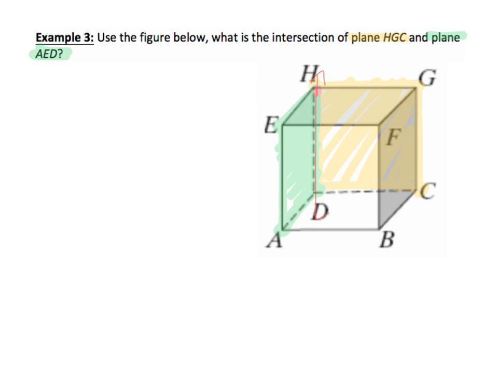So the intersection of 2 planes is always a line. So you can see that that is line HD. Or you could switch the order of the letters and say line DH. So coloring the 2 planes in might help you if you have a hard time visualizing which planes you're talking about.